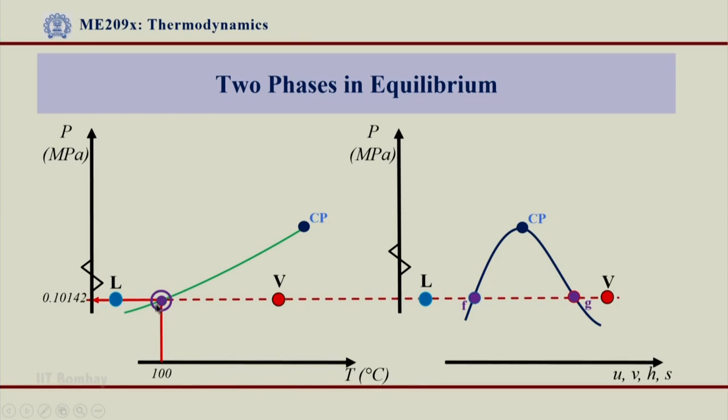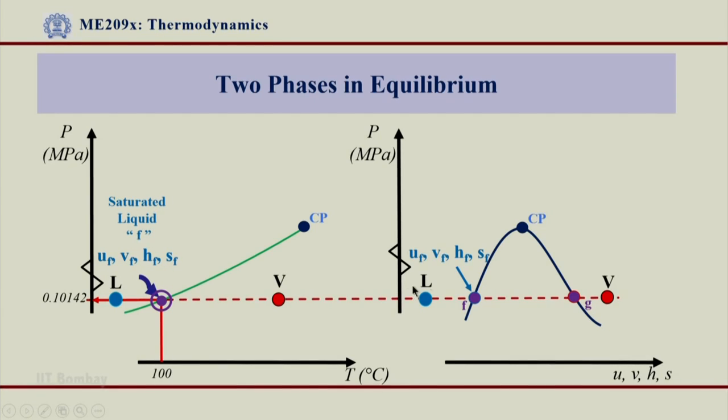So, corresponding properties of liquid can be obtained from the steam table, and these points are normally referred to with subscript F. So, saturated liquid is given subscript F, and corresponding properties at this point are UF, which is thermal energy, VF, which is specific volume, HF enthalpy, and SF is entropy of the liquid, which is on saturated liquid line.